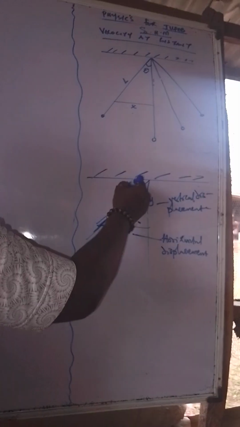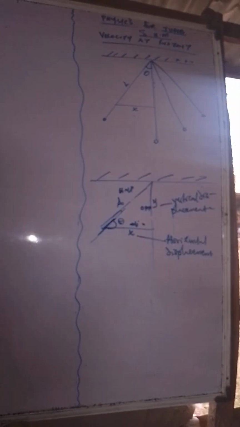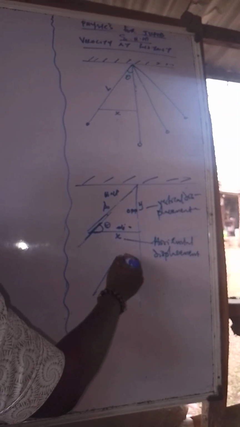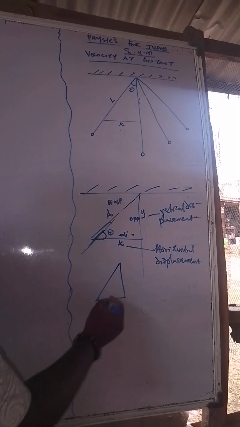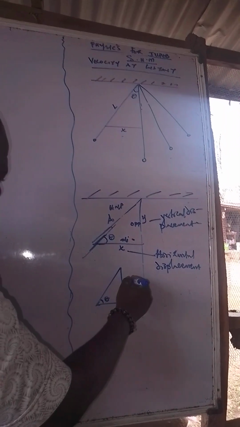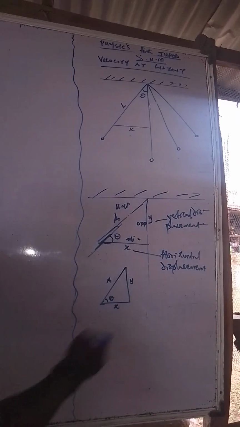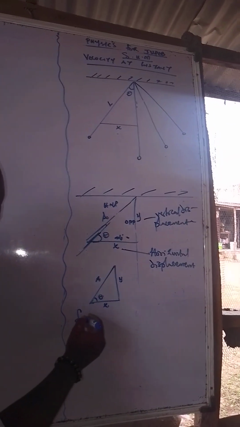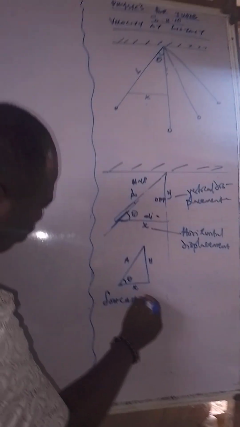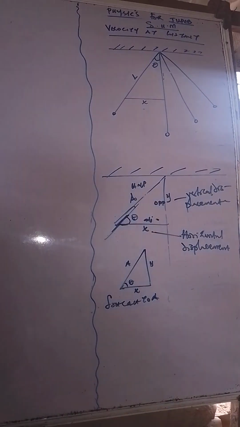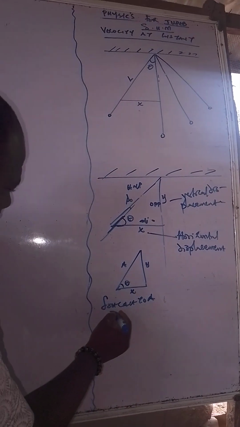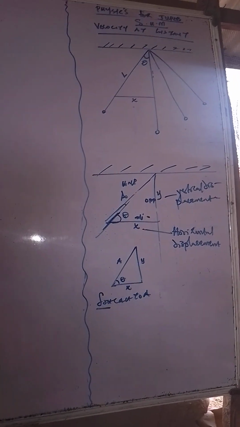This is what? Hypotenuse. Now let me sketch it out. Before we apply SOHCAHTOA, we have Y, we have A, we have X. So guys, let's apply SOHCAHTOA. I'm giving you an assignment at the end of this class.